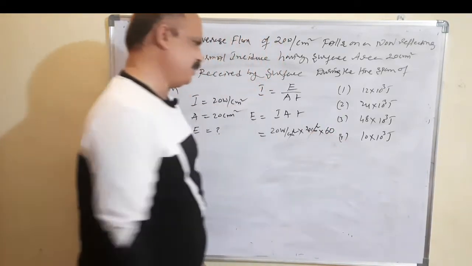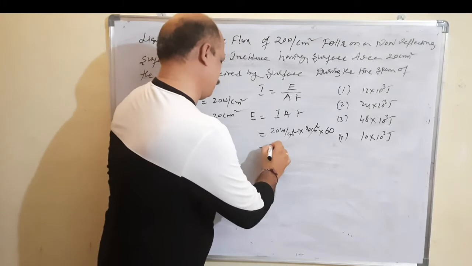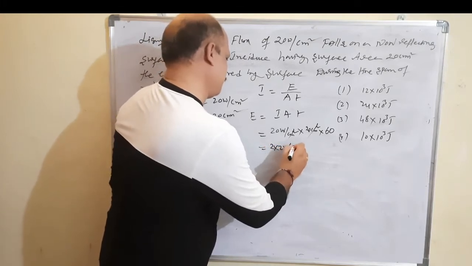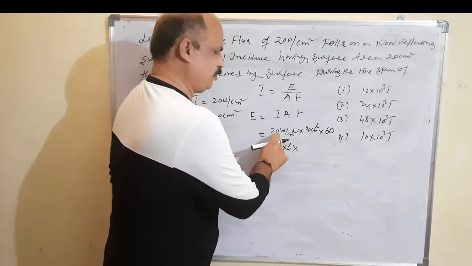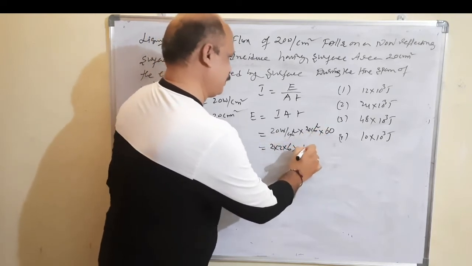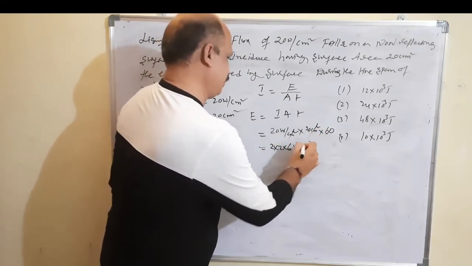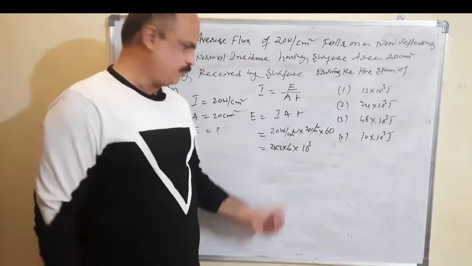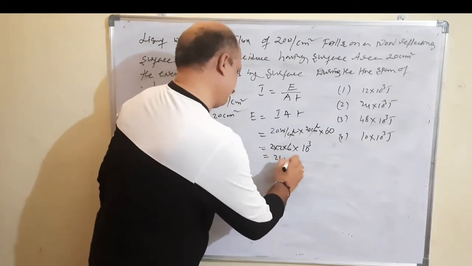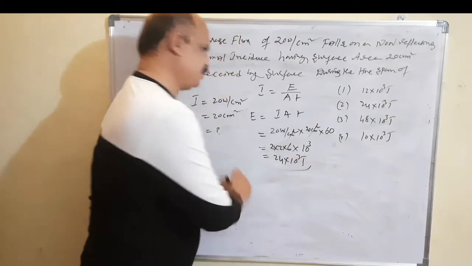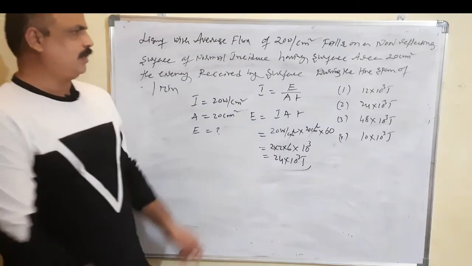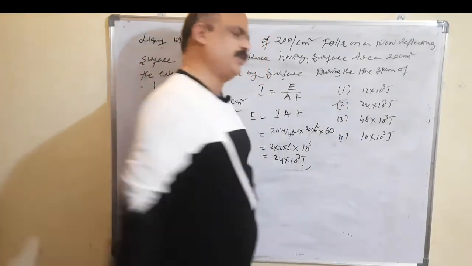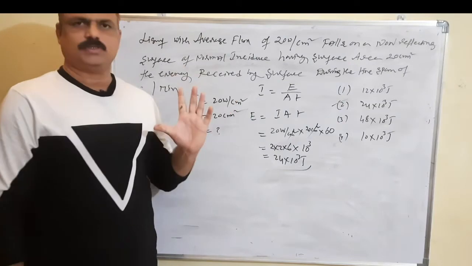Centimeter square, centimeters cancel. So here 2 into 2 into 6 into 10 into 10 into 10, that is equal to 10 cube. 2 2s are 4, 4 6s are 24. That means 24 into 10 cube joules. This is the correct answer. Second option: 24 into 10 to the power of 3 joules.